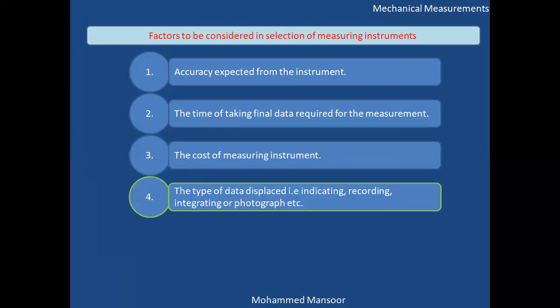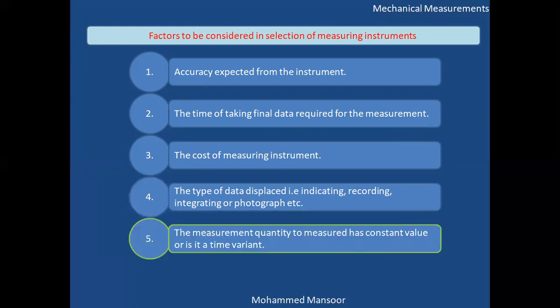The type of data displayed: if you require the data to be displayed on the monitor, or you want that data to be displayed along with the recording, then we can go for the integrating one, or you need the photographic. Depending upon that also you can choose the instruments. Then, the measuring quantity to be measured is a constant value or it is time variant. Certain measuring quantities are constant value and some change depending upon the time. So depending upon that also we need to decide which instrument to go for. These are the basic factors to be considered.